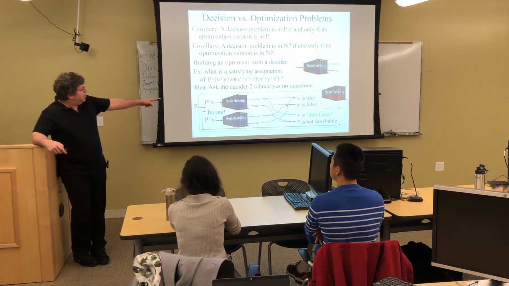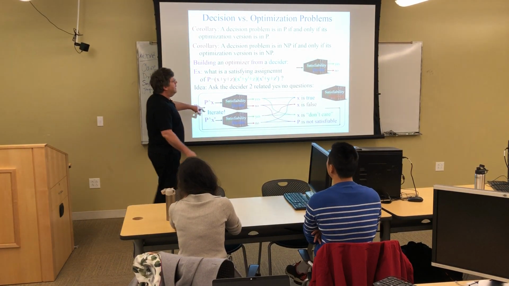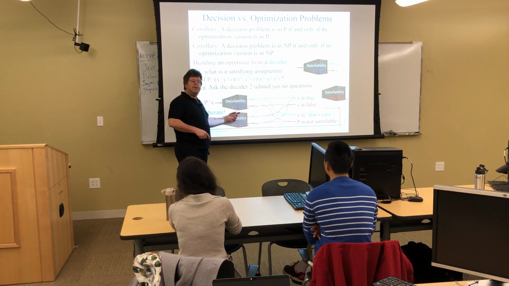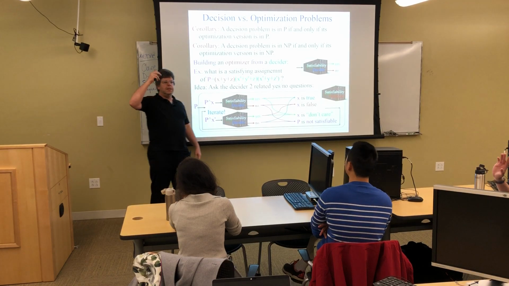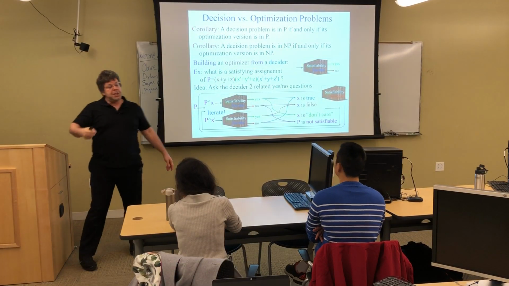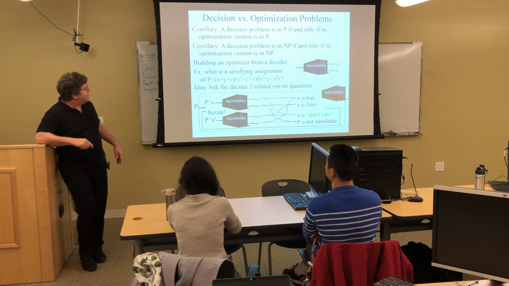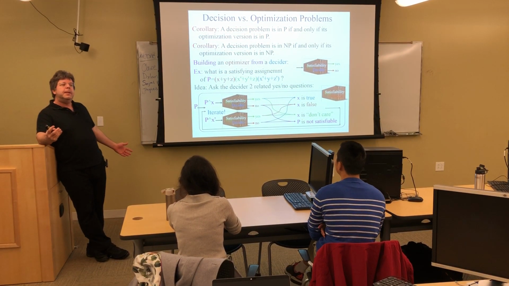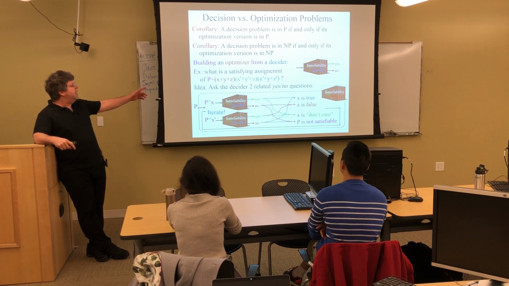And that's exactly what is going on here, right? The optimizer plays 21 questions with a decider. How many can see this? Okay. And this strategy works in general. You can do this not just for satisfiability, but for any problem in NP. Prove to me you can do this for any problem in NP.